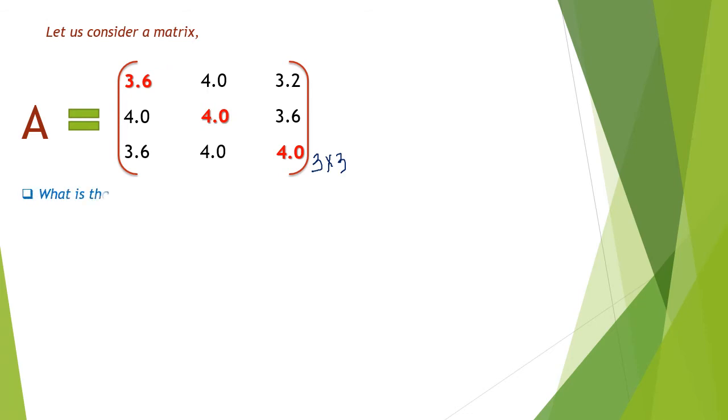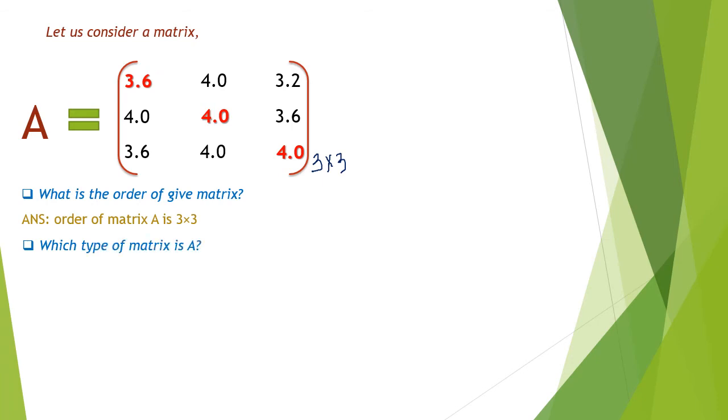Now what is the order of the given matrix? You can easily answer this question. The order of matrix A is 3×3, as there are 3 rows and 3 columns. Which type of matrix is A? The answer: as rows and columns are equal, A is a square matrix.